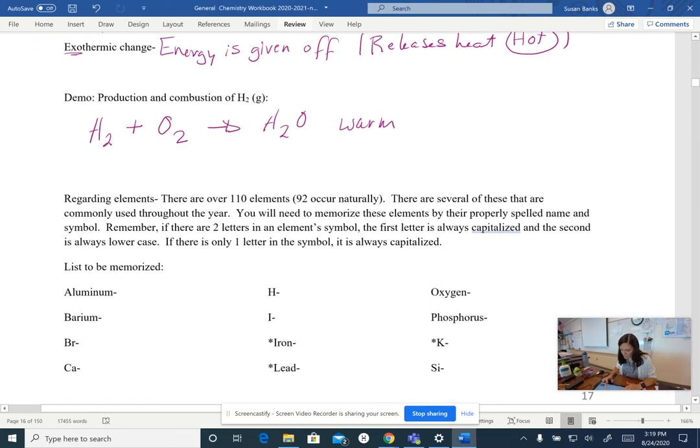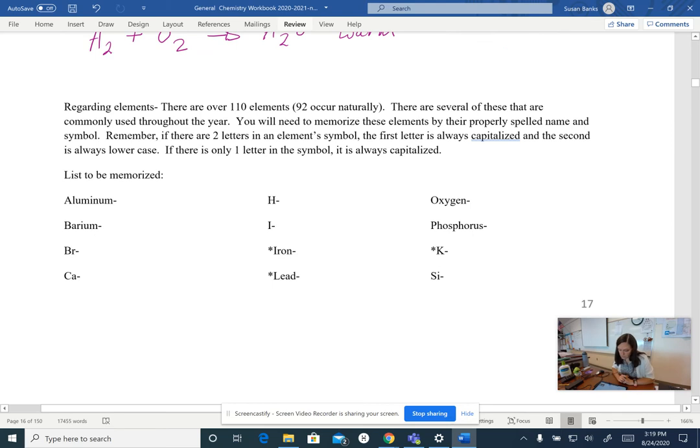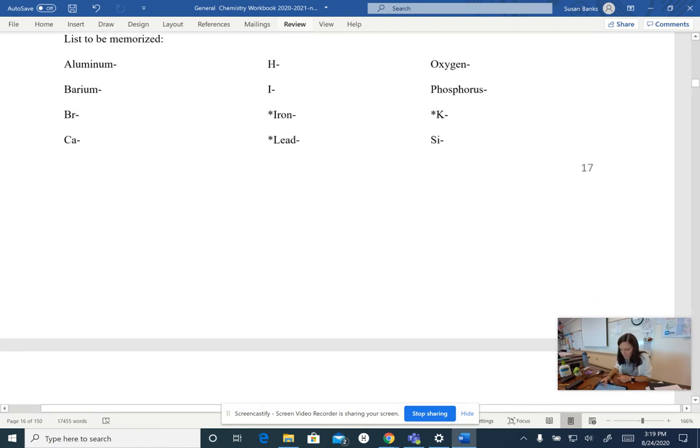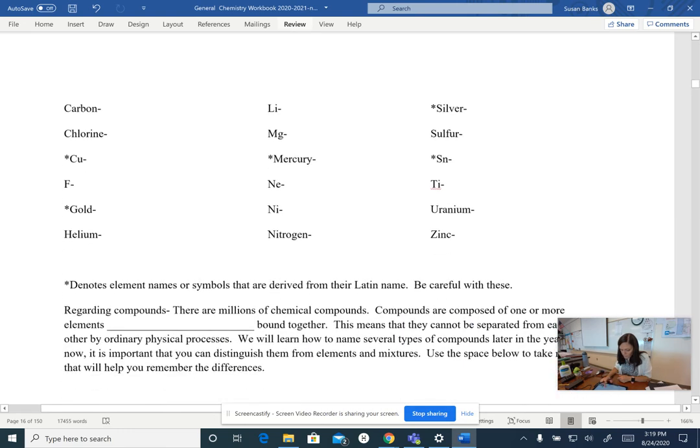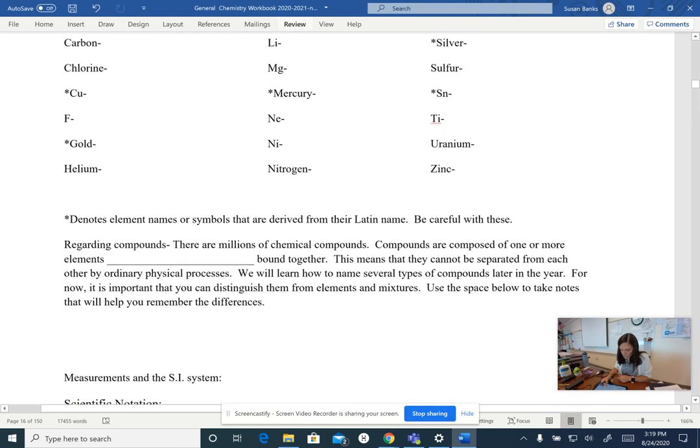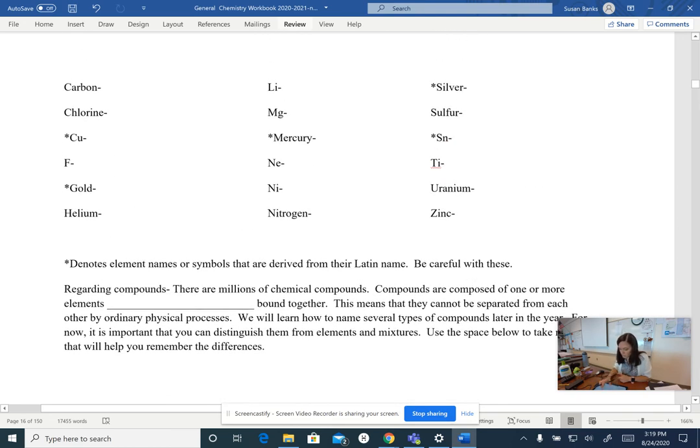So let's go on to the elements. There are over 110, and 92 occur naturally. I just want to start prefacing you on the elements. We're going to need to learn several of these throughout the year. So I'm going to link some Quizlets that I have done to your chemistry page so that you can start learning these elements that I expect you to know. We'll go over some of these elements and symbols next time, and probably next week we will start giving you quizzes on these elements.